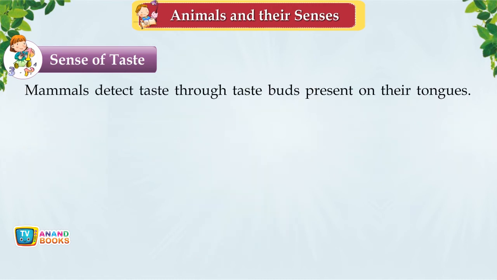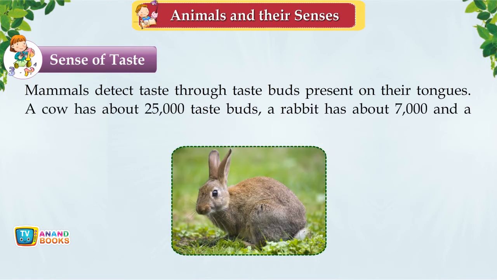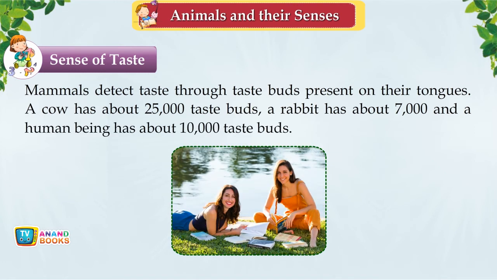Mammals detect taste through taste buds present on their tongues. A cow has about 25,000 taste buds. A rabbit has about 7,000 and a human being has about 10,000 taste buds.